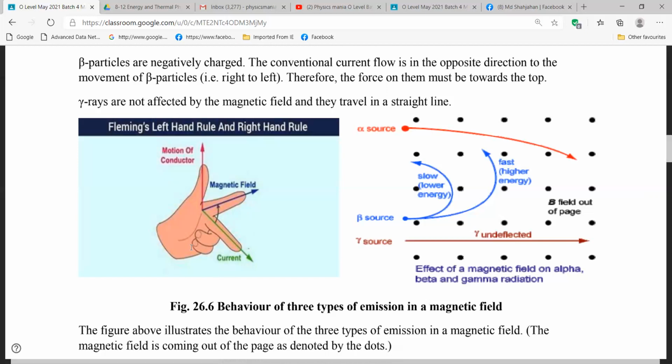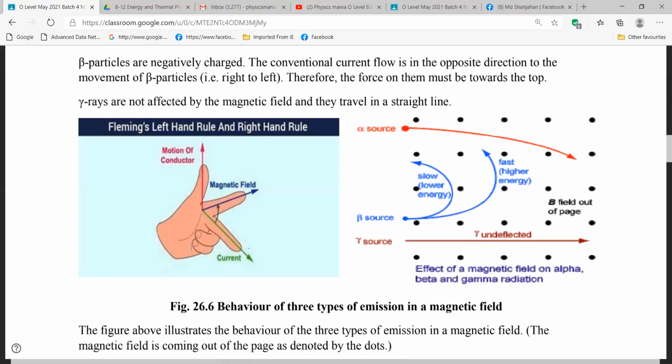Sir, why only left hand rule? Because we do not need right hand rule now. Is it the same thing just on a different hand? No, no, that is different. I will tell you later.